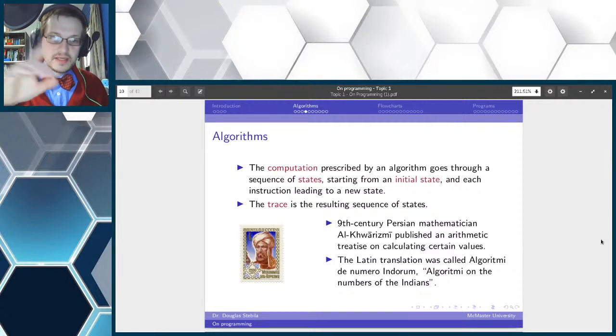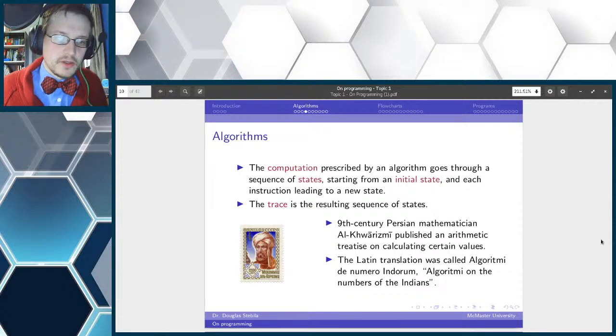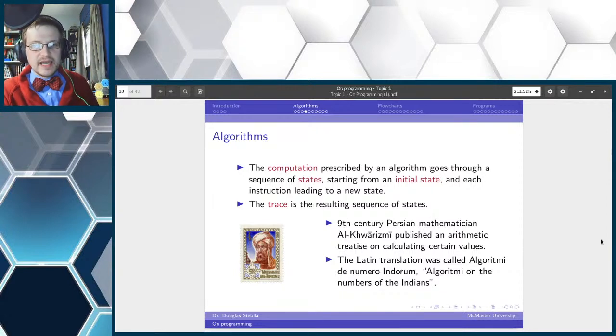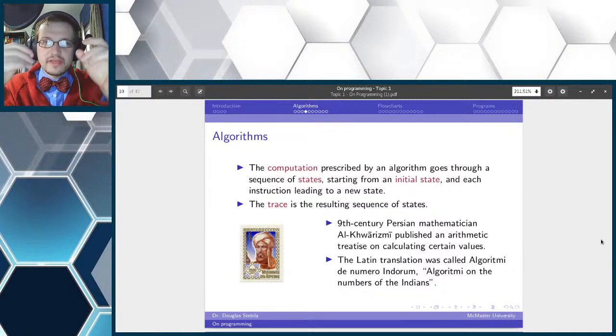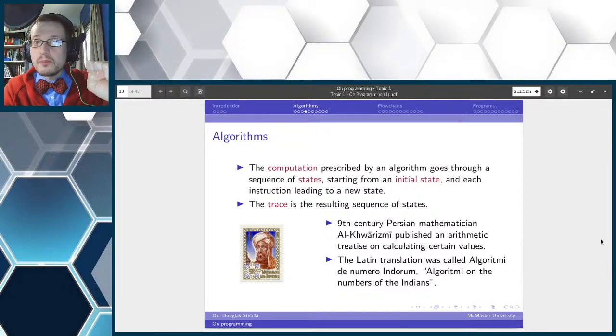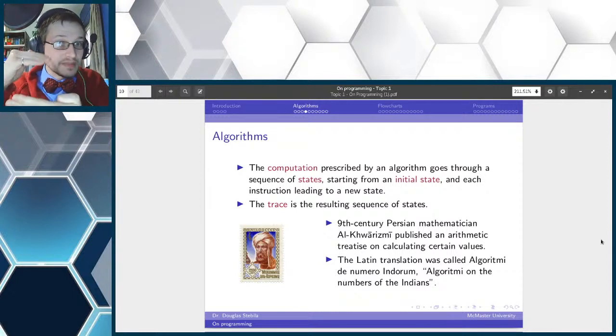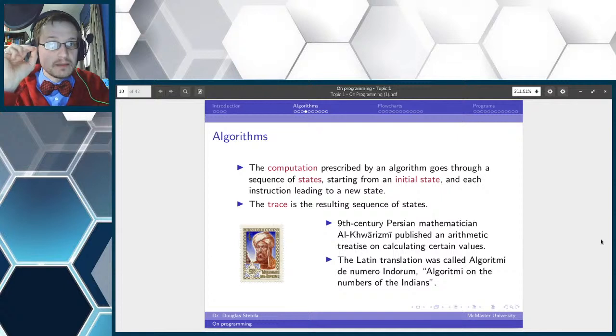So, algorithms. Further on the subject of algorithms. The computation prescribed by an algorithm goes through a sequence of states, starting from an initial state and leading to some eventual end state. The idea of state is also pretty important inside of the context of computing. You can think of the inputs that are being provided to your program as being the initial state. You can think of the output that is produced by your program as being the resultant or end state. And there are going to be a number of intermediate states. The intermediate states in a program are the values that are maintained in memory as your program is executing. We shall see this once we do an example.